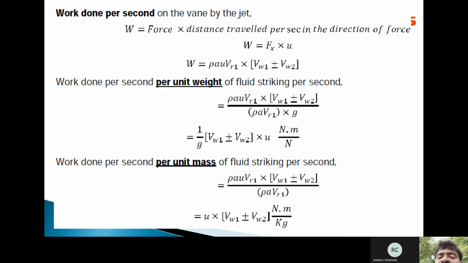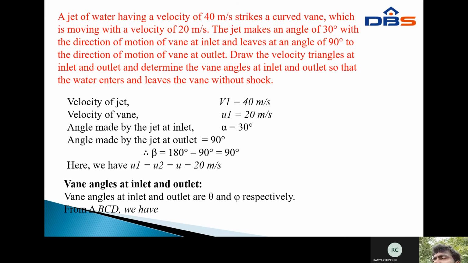Okay, in the above equation for weight, g is added; in this equation only the mass rho a vr1 is used. This equation is written as u into (vw1 plus or minus vw2) Newton meter per kg. These values are calculated in this equation. Now, a small problem on this derivation.